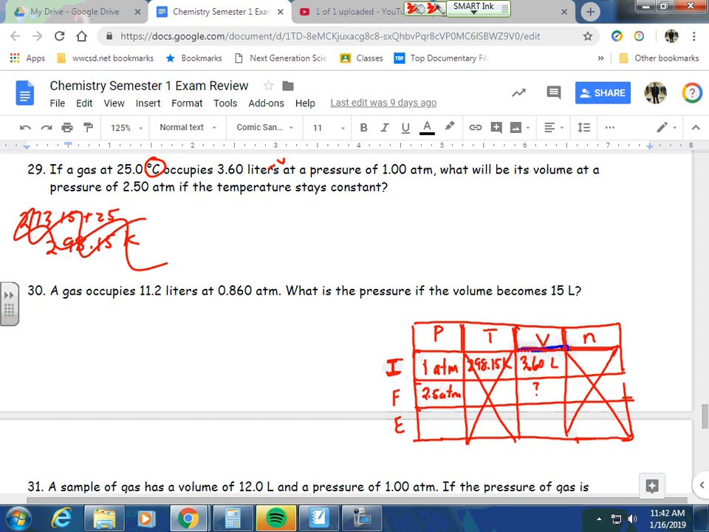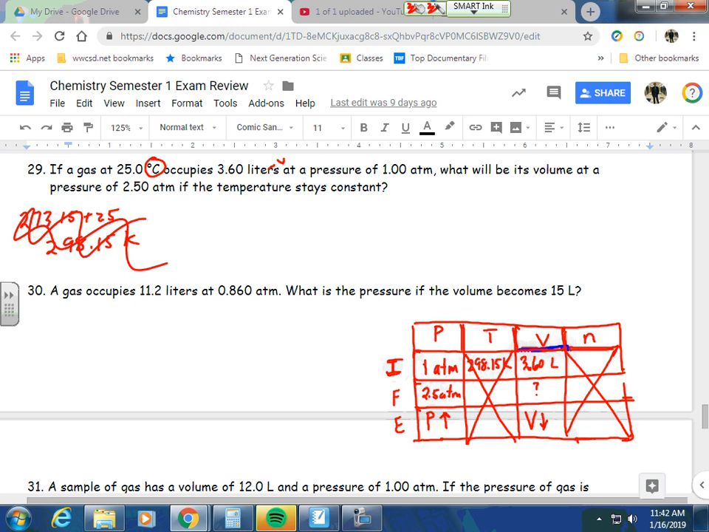So in this case, pressure is what I have both numbers for, and I see that the pressure is increasing. And we just did a similar problem between volume and pressure. One goes up, the other goes down, right? So if the pressure is going up, that must mean that the volume is going down.